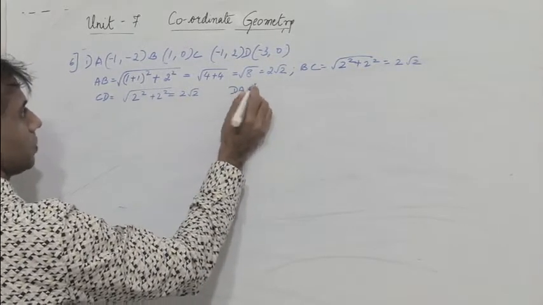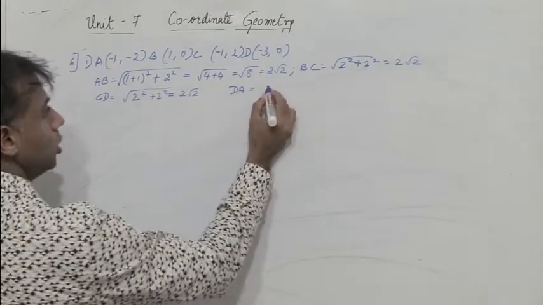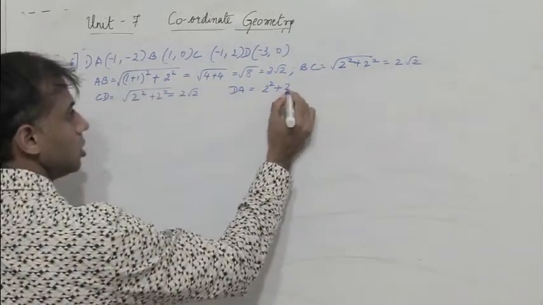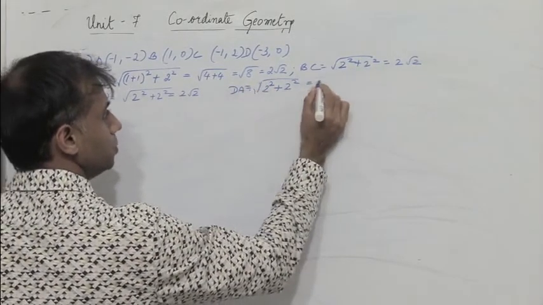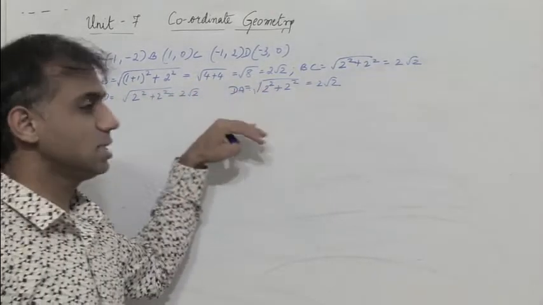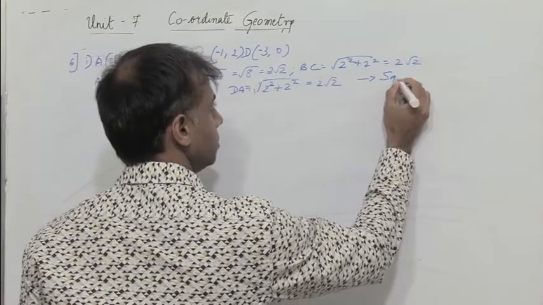Next, DA. Minus 3 minus of minus 1 is plus 1. So we get 2 squared plus 0 minus of minus 2 is plus 2, 2 squared. So we get 2 root 2. Now all the 4 sides are equal: AB, BC, CD and DA. So definitely this is a square.